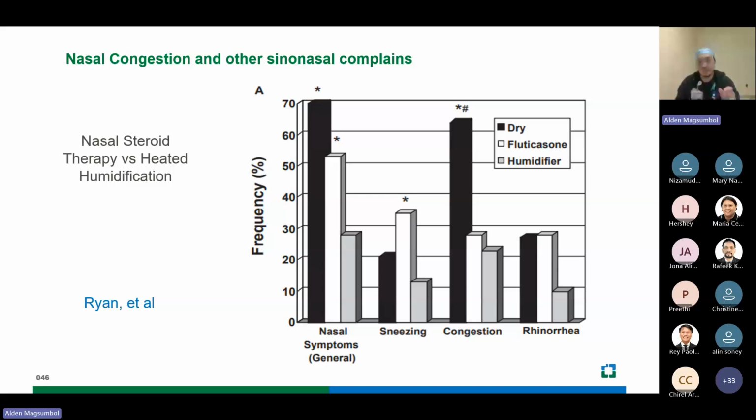So the nasal symptoms were more commonly reported in the dry group, which is 70%, represented by the black bar, and the fluticasone group, which is represented by the white bar, which is 53%, and the humidifier group, which is 28%, which is the lowest.